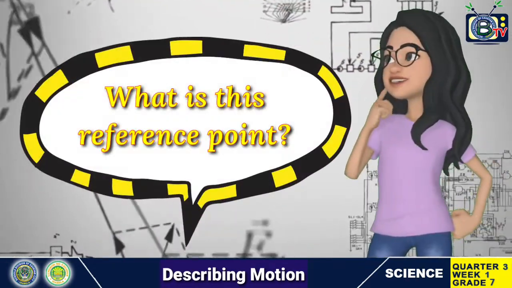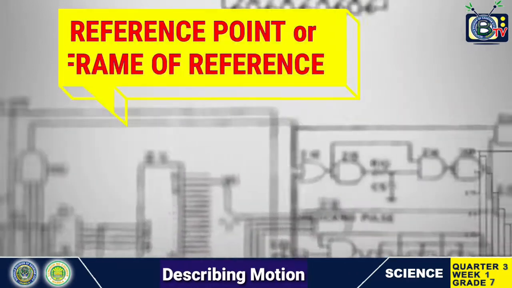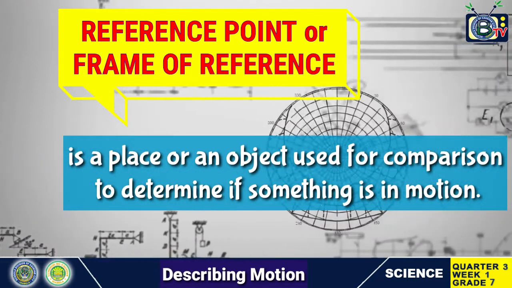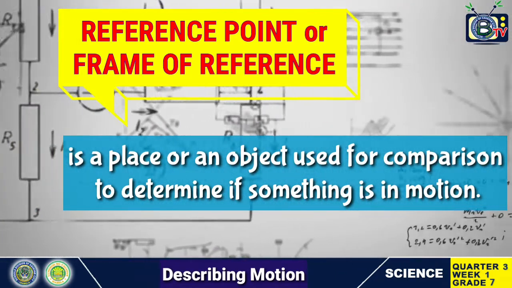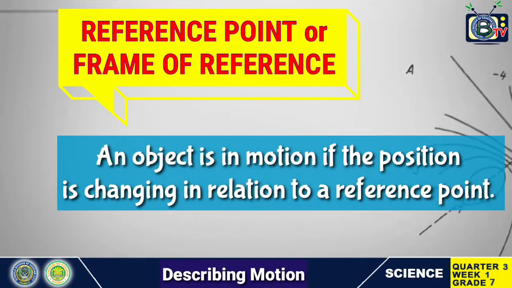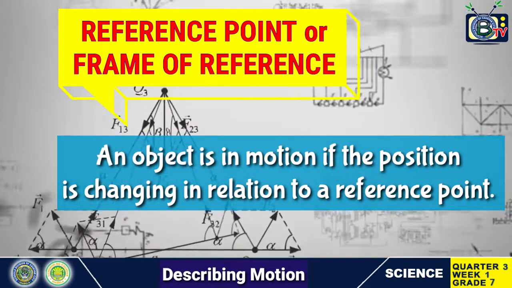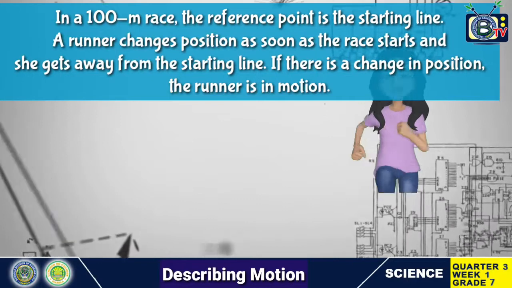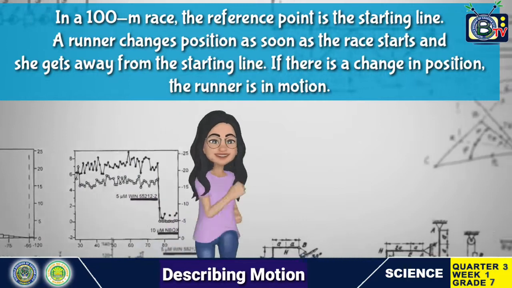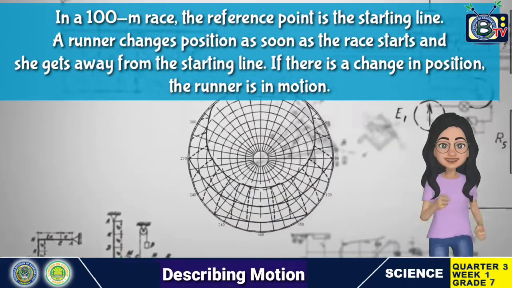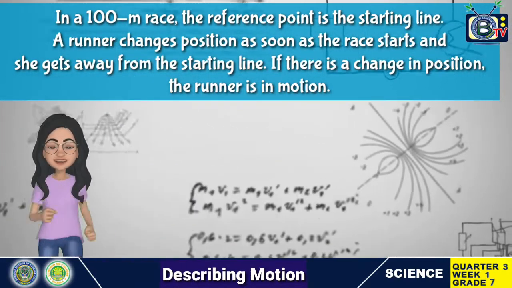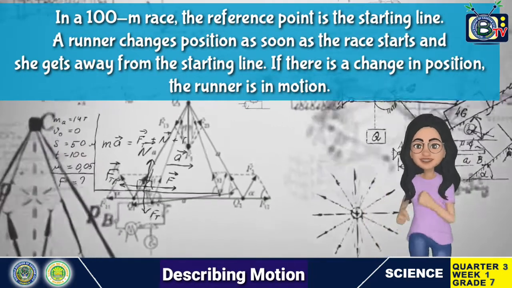What is this reference point? Reference point or frame of reference is a place or an object used for comparison to determine if something is in motion. An object is in motion if the position is changing in relation to a reference point. For example, in a 100-meter race, the reference point is the starting line. A runner changes position as soon as the race starts and he gets away from the starting line. If there is a change in position, the runner is in motion.